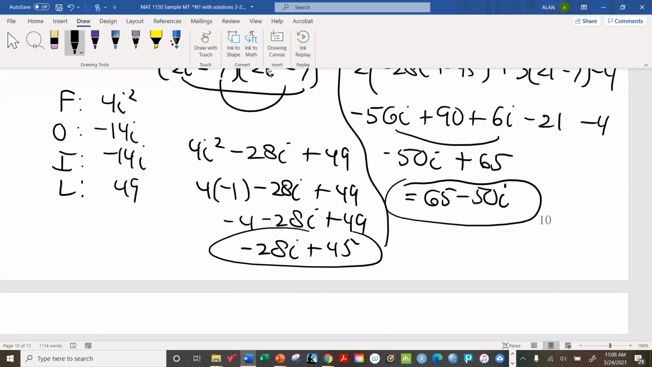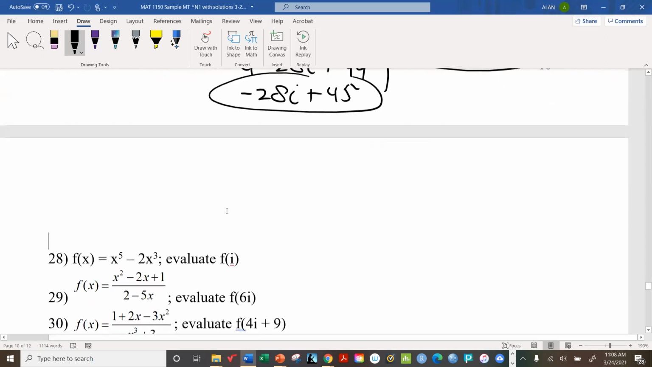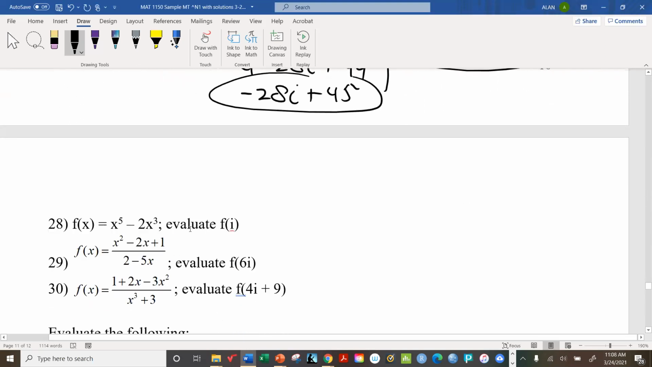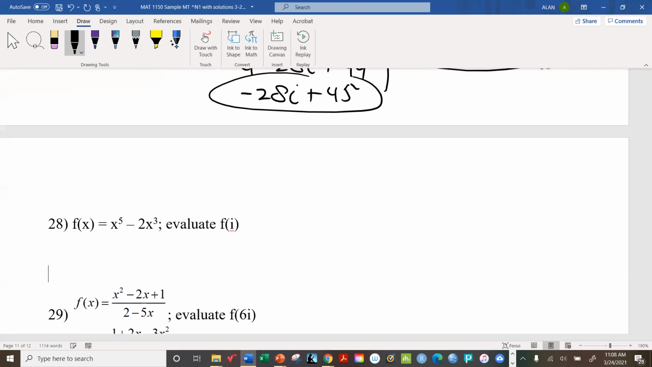All right, what about the next one? Well, again, this will get us involved with some identities. F of i, look at this.